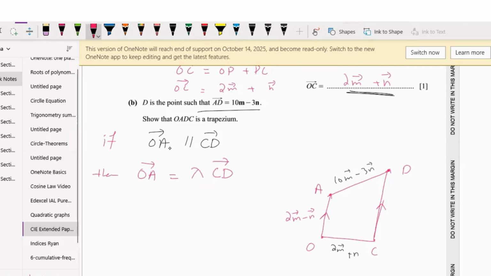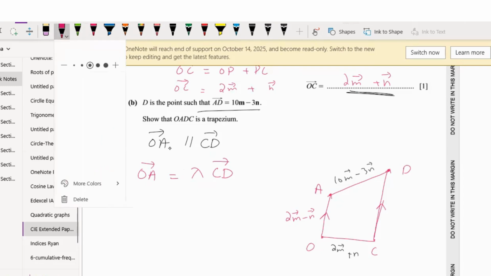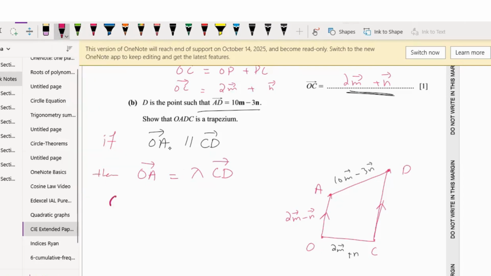Okay, so we need to get CD first. CD, how do we get CD? How would you get CD? Okay, to go from C to D, you have to go C to O, O to A, A to D. So C to D will be C to O, O to A, and A to D, right?